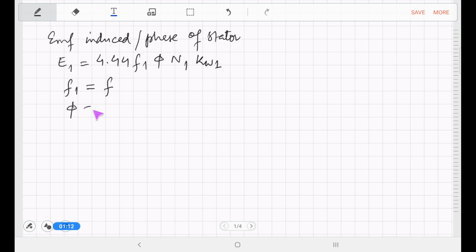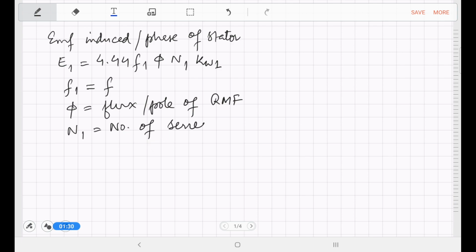Phi is the flux per pole of the rotating magnetic field, and N1 is the number of series turns per phase of stator, and kW1 is the stator winding factor.